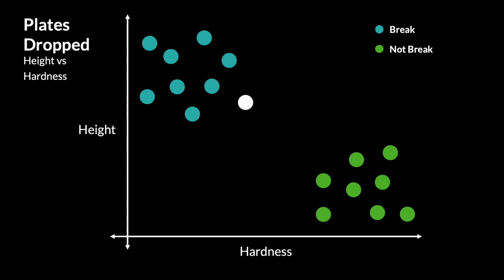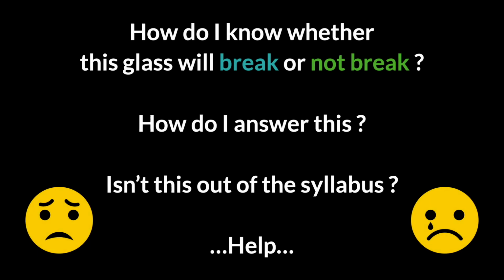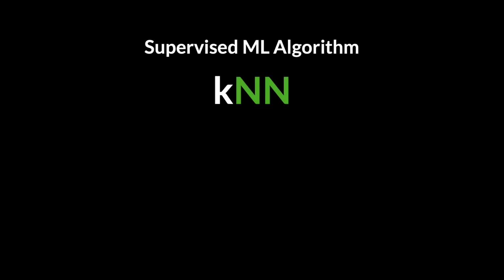Now say we have a plate somewhere right there and we were to predict whether this plate would break or no. Based on the information that we have, with a quick guess, we can tell that this plate will probably break. Now say for a moment the plate was somewhere there exactly. In such a case, we can implement a supervised machine learning algorithm known as the kNN.